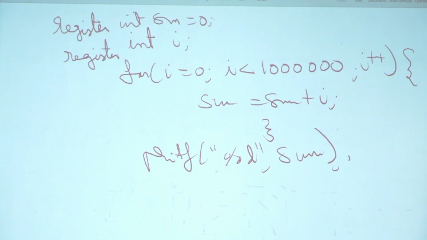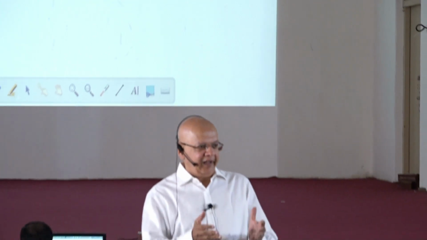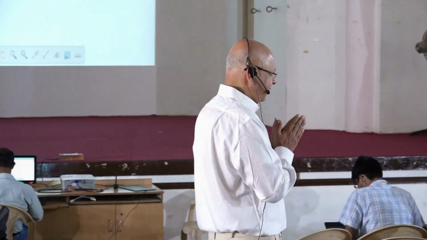What am I doing? I am now making a request. Underline the word request. I am making a request to the compiler. Hey compiler, great man. Okay. You are my friend. Okay. Why don't you, for this sum and for this I, instead of all the time asking me to go to RAM and get it, can you not allocate 2 small registers in your CPU? Remember, you have to request the compiler, you have to implore the compiler, because compiler has only a limited number of registers and it may be using them for its own use. Please, can you help me?